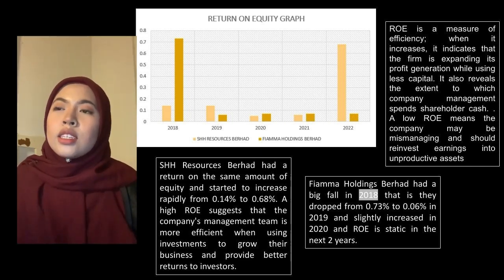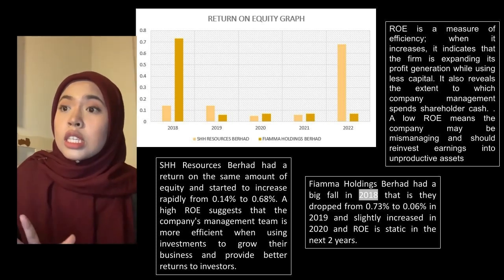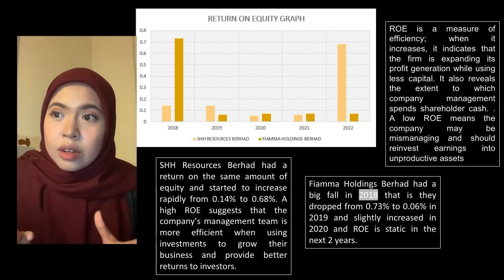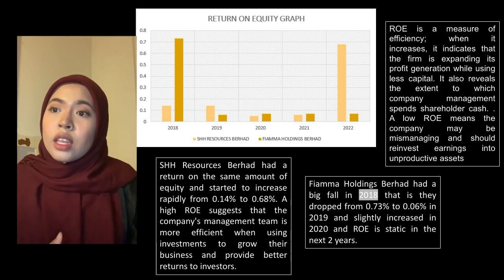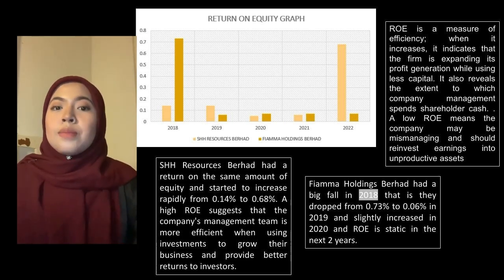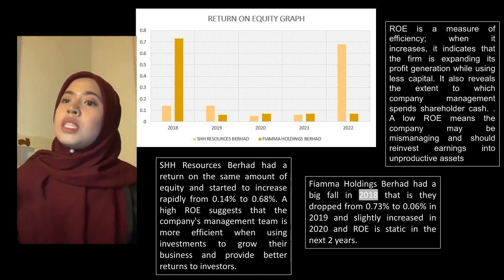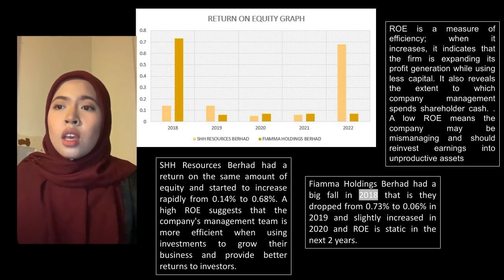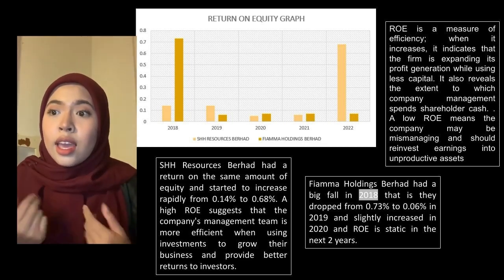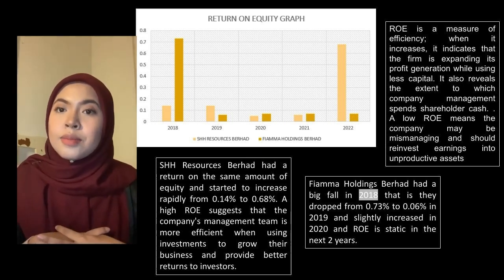So what I can say is, ROE is a measure of efficiency. When it increases, it indicates that the firm is expanding its profit generation while using less capital. It also reveals the extent to which company management spends shareholder cash. A low ROE means the company may be mismanaging and should reinvest earnings into unproductive assets.